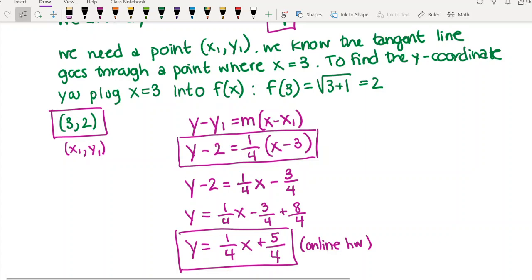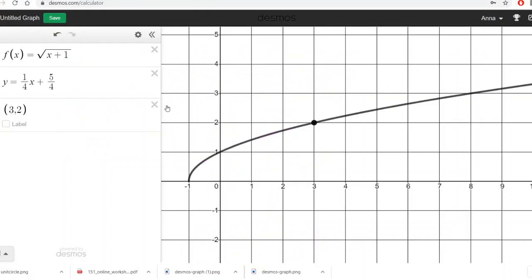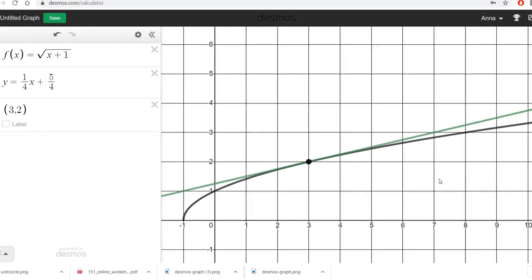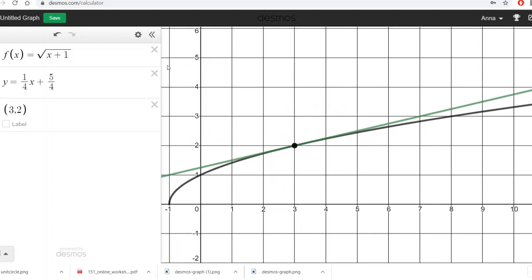Let me just quickly show you the graph again. So here was our original function. I think with where the screen cuts off, you probably can't see this equation, but I typed in y is equal to 1/4 x plus 5/4. And when I graph that, we get that appropriate tangent line.